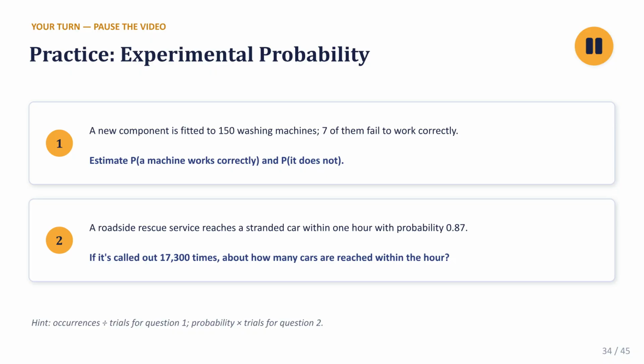Your turn to practice. Pause the video and attempt these 2 tasks. First, estimate the probability of success and failure for a new component tested on 150 washing machines. Second, predict the number of successful roadside rescues if the success rate is 0.87 over 17,300 calls. Use the formulas we just discussed and play when ready.